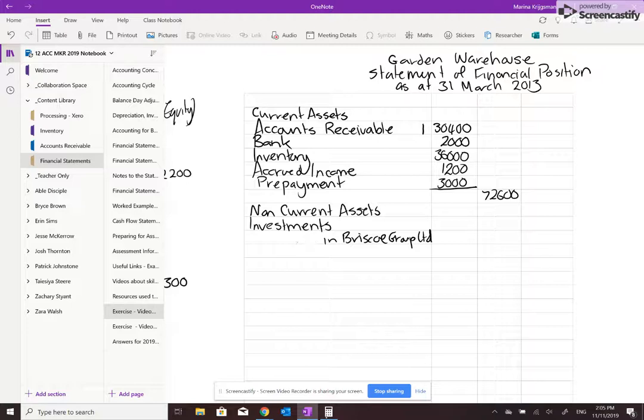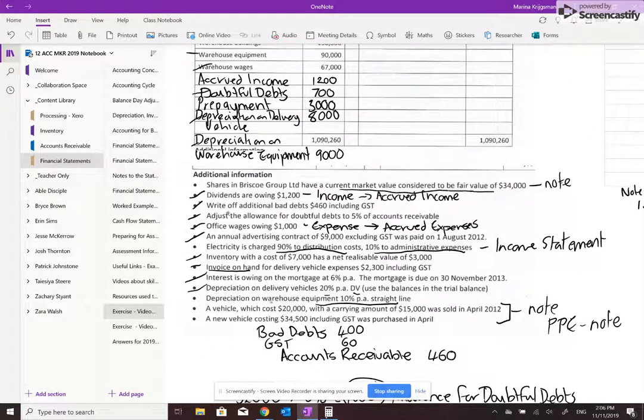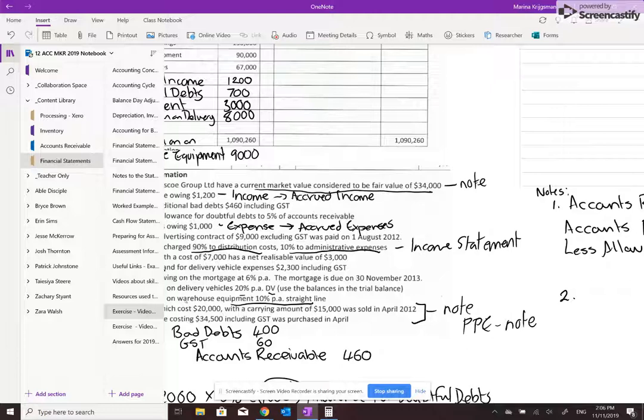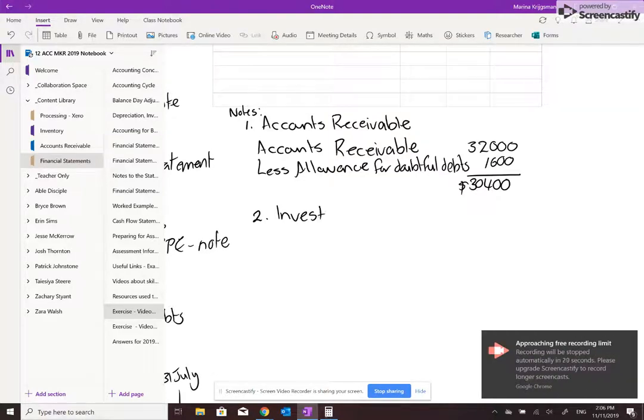I'm just going to shift that across actually, because I need to put a note in for it. Shares. Okay, so we're going to bring a note in. In our statement, we're going to put it at 30,000, but in our note, we're going to recognise the fact that it has a current market value, fair value, of 34,000. So you just have to remember a little sentence for that. Okay, and we will do that in the next video.